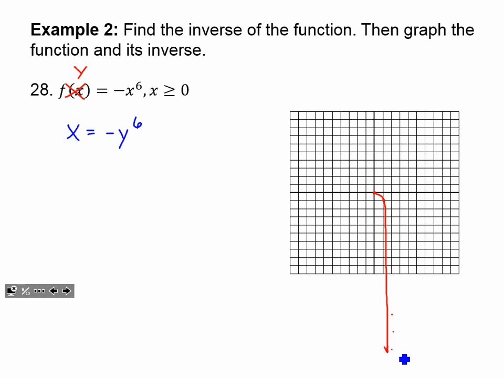And what would we do? We'd multiply both sides by negative 1, and then we'd take the 6th root of both sides to cancel out that sixth power. So y equals the sixth root of negative x.